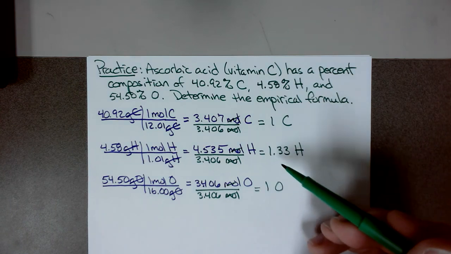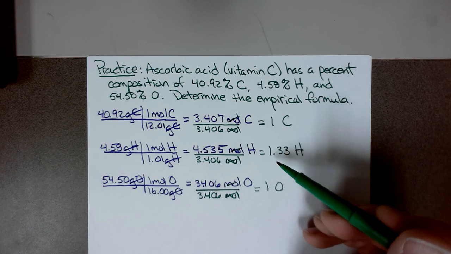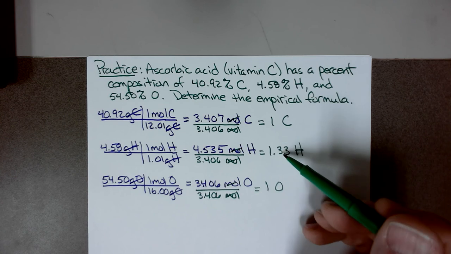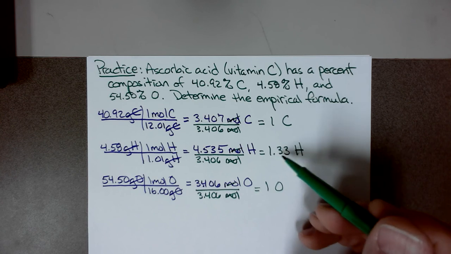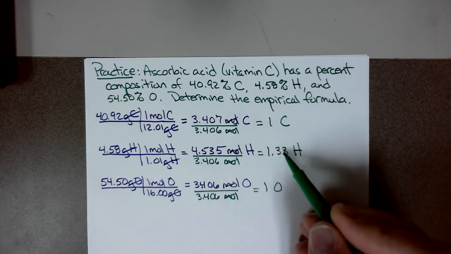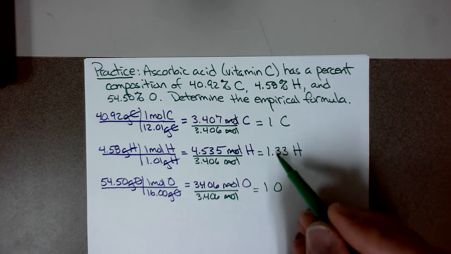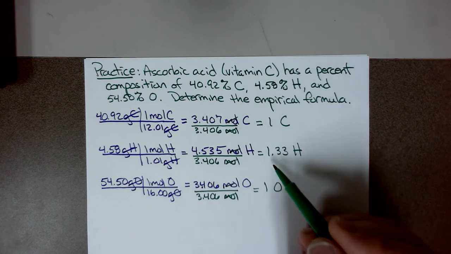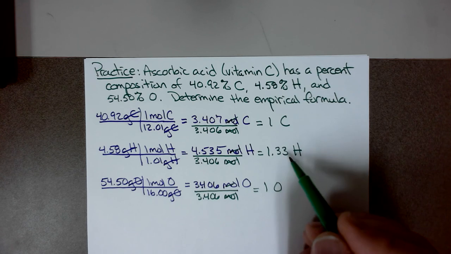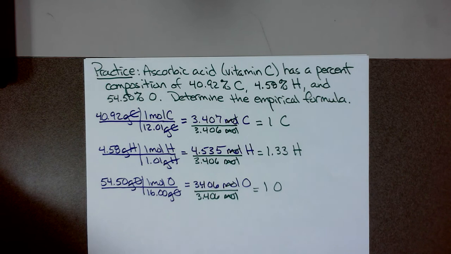If you have anything like 1.2 or higher, you have to multiply by a number to get it to a whole number. But if I have like a 1.1, I can round it, or 1.05, I can round it down to the whole number. Or if I have 1.95, I can round it up to a whole number. But in this case, I would say if I'm between 0.2 and 0.8, I need to multiply it by a value to get to a whole number.